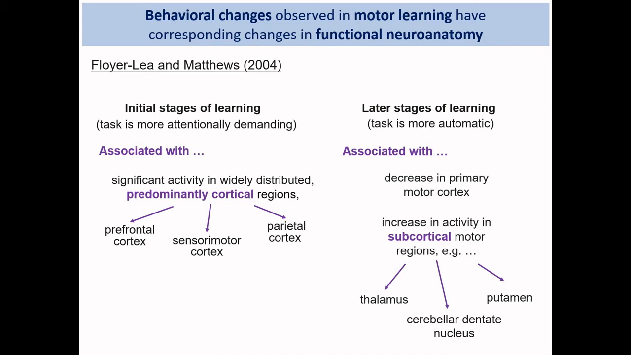The authors suggest that performance gains in the initial stages of motor learning strongly rely on interactions between the prefrontal areas of the cortex and the caudate nucleus, whereas improvements during the later stages of motor learning involve increased activity in subcortical circuits involving the thalamus, the cerebellar nuclei, and the basal ganglia.